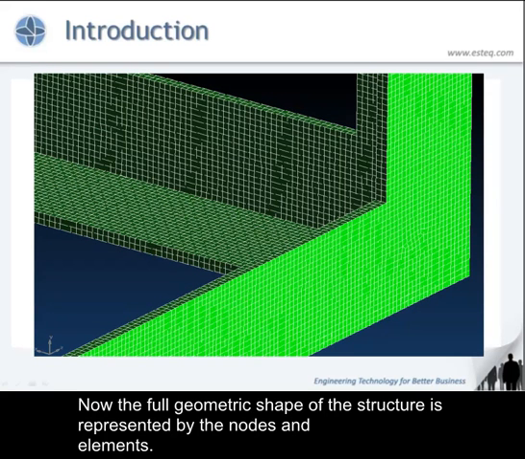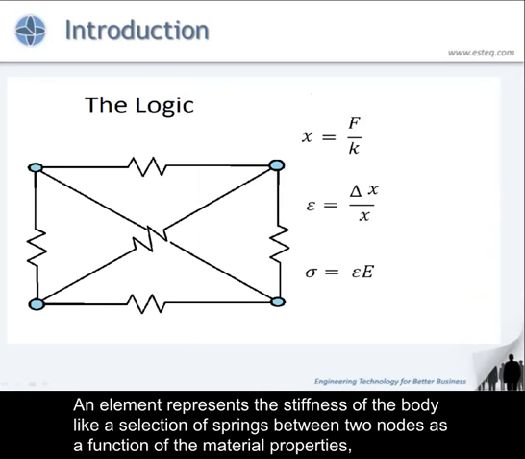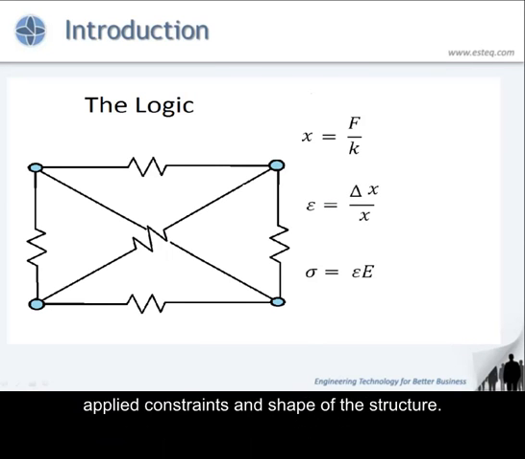Now, the full geometric shape of the structure is represented by the nodes and elements. An element represents a stiffness of the body like a selection of springs between two nodes as a function of the material properties, applied constraints, and shape of the structure.